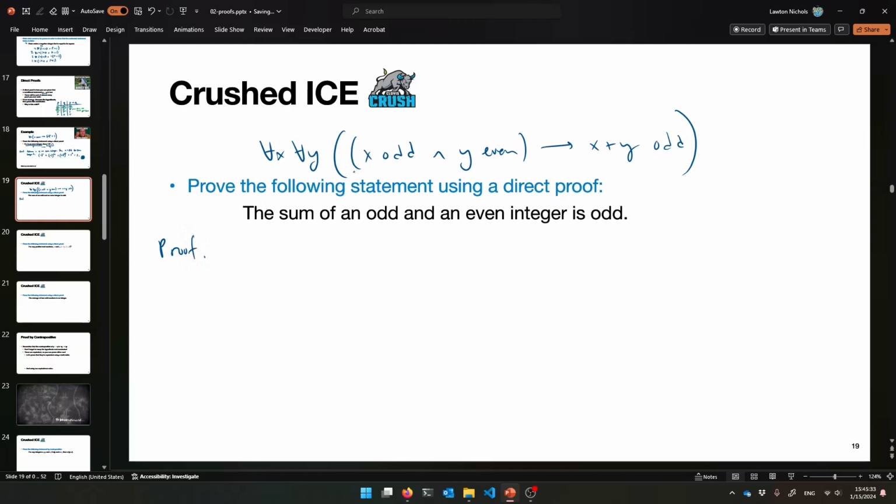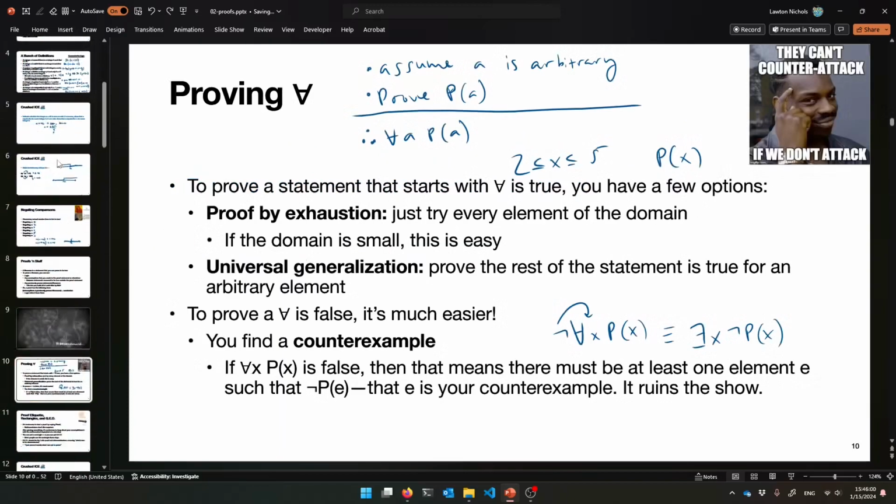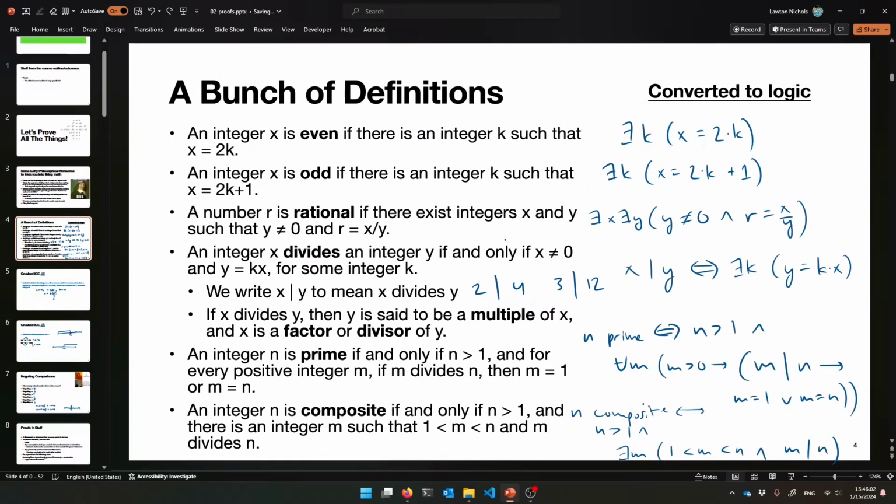So assume x is odd and y is even. This is a direct proof. Assume that the hypothesis is true, then we'll show that the conclusion must also be true. All right, can't be false. Assume x is odd and y is even. All right, so we got that. And then what do we know about things being odd and even? If you're odd, you're 2k plus 1 for some k. And if you're even, you're 2 times k for some k.